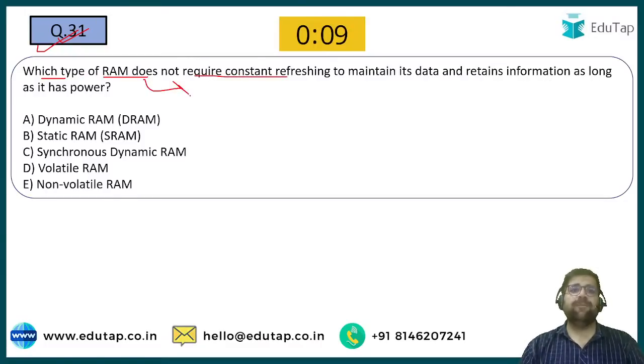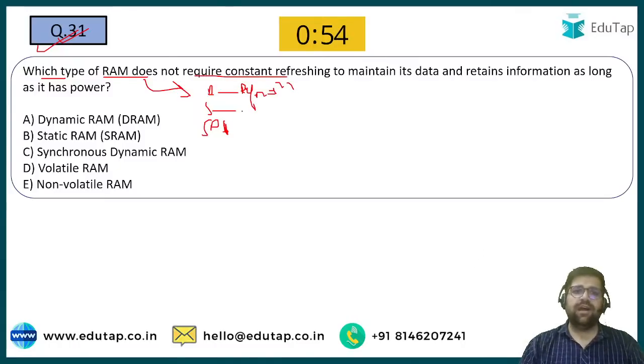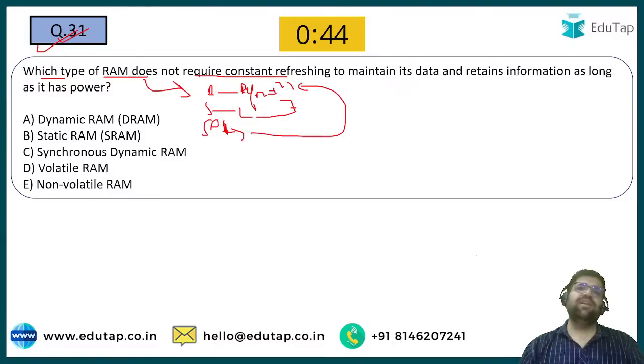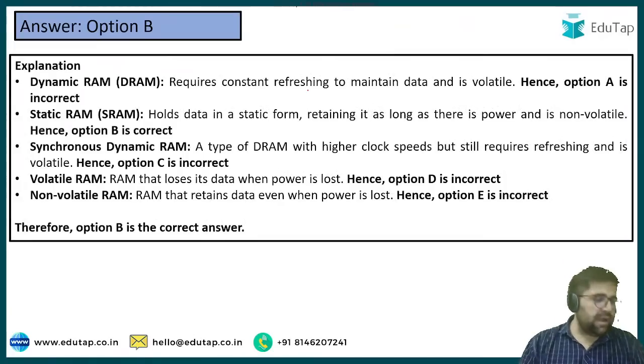Now, there are three types of RAM. All the features of RAM we have discussed. You have dynamic RAM, static RAM, and synchronous dynamic RAM, which you can call SDRAM as well. Dynamic RAM requires refreshing; otherwise, if you do not do refreshing, it will lose its data. Static RAM will hold your data till your computer is on, like clipboards. Synchronous dynamic RAM is a kind of dynamic RAM only, but it has a higher clock speed. Clock speed means a higher refreshing rate. As simple as that. So let's move ahead. The answer was option B.